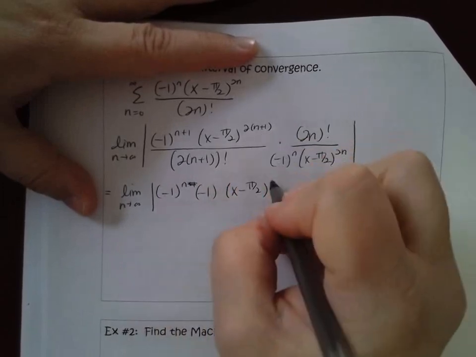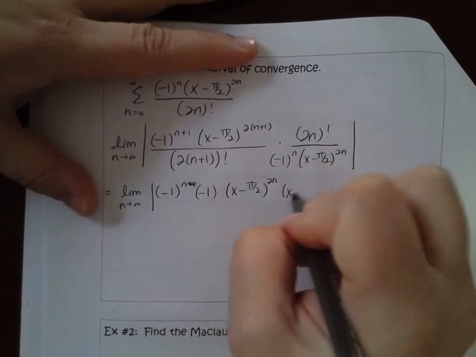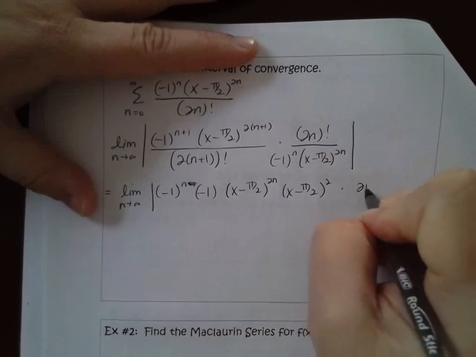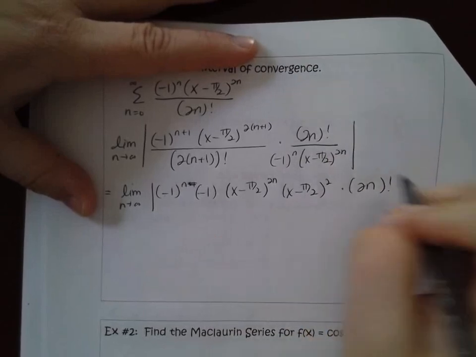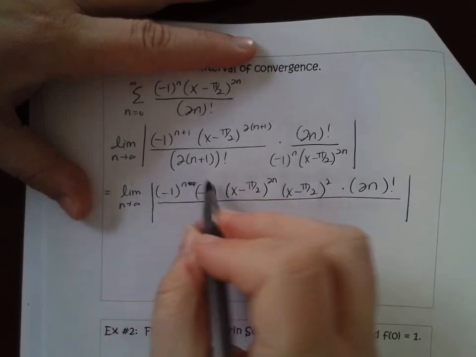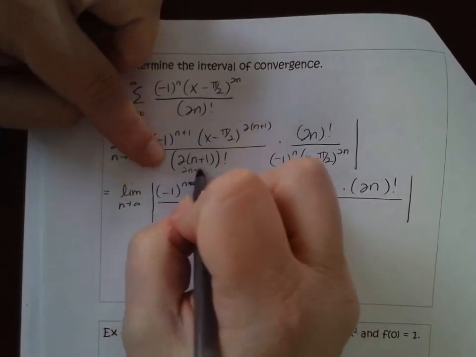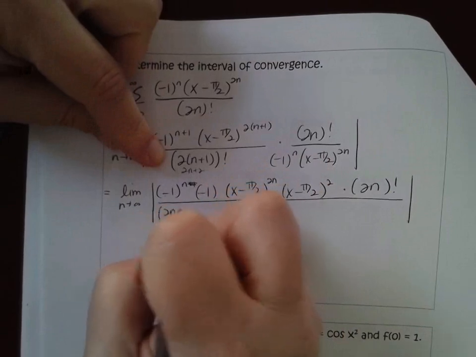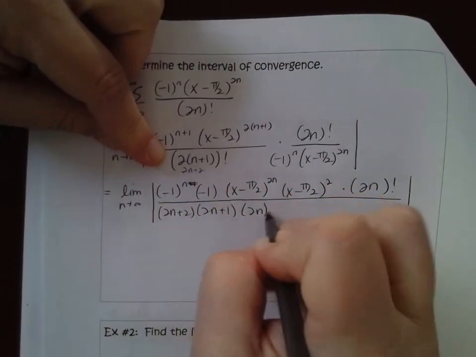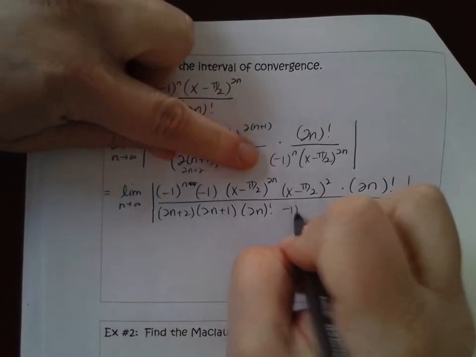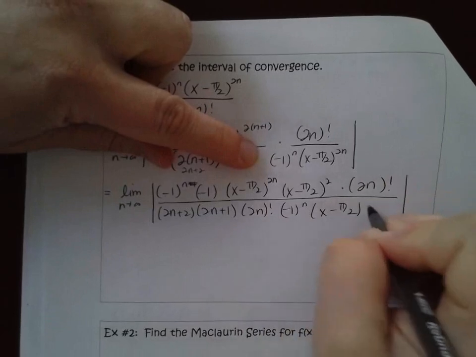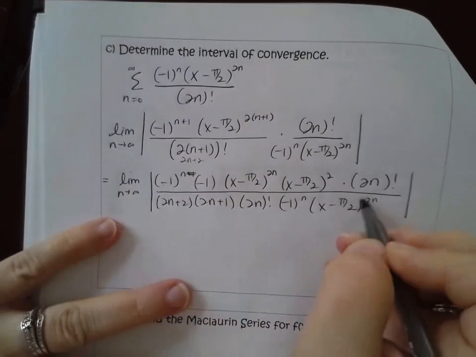This is 2n plus 2, so it's to the 2n, and then to the 2. I always write my smaller factorial. I leave my smaller factorial alone. This is 2n plus 2 times 2n plus 1 times 2n factorial. I've got -1 to the n, and I've got x minus pi over 2 to the 2n.